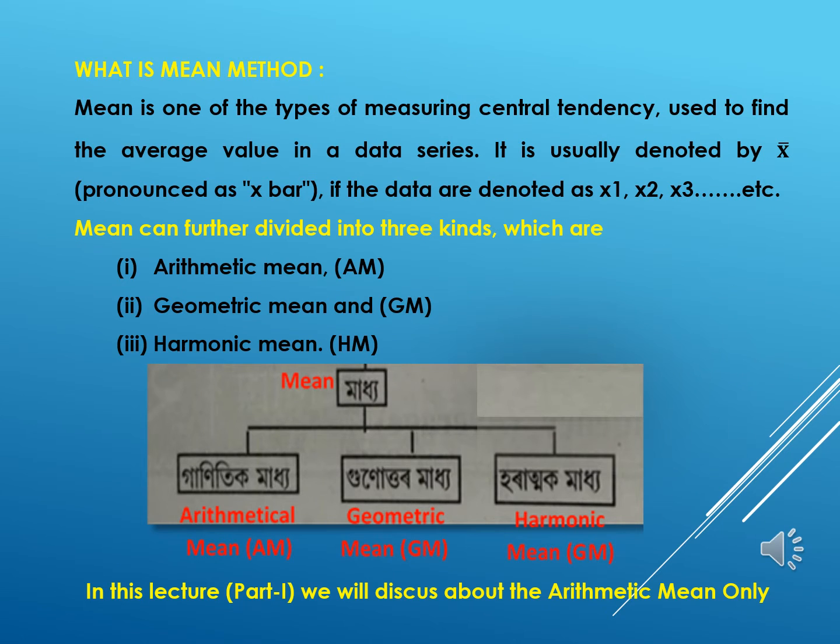What is mean method of measures of central tendency? Mean is one of the types of measuring central tendency used to find the average value in a data series. It is usually denoted by x bar if the data series are denoted as x1, x2, x3, etc. Mean can further be divided into three kinds: arithmetic mean AM, geometric mean GM, harmonic mean HM. Mean গাণিতিক মাধ্য, গুণোত্তর মাধ্য আৰু হৰাত্মক মাধ্য. So as I have said, in this lecture we will discuss about the arithmetic mean method only.